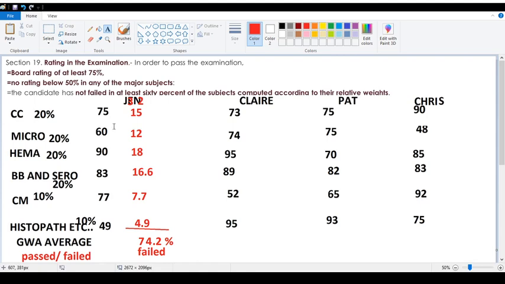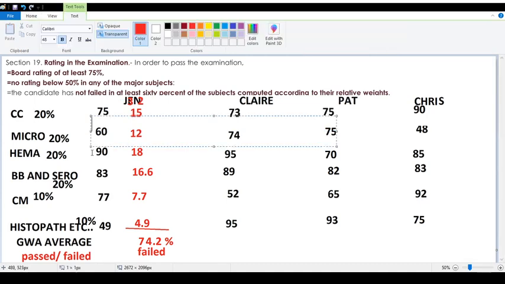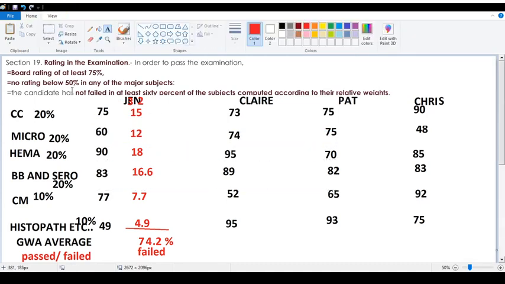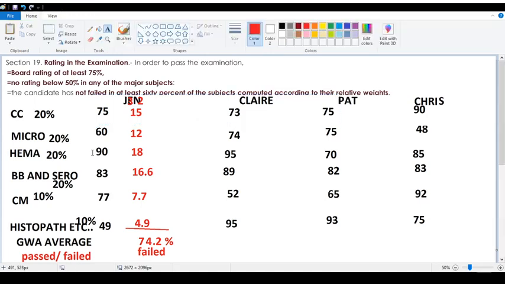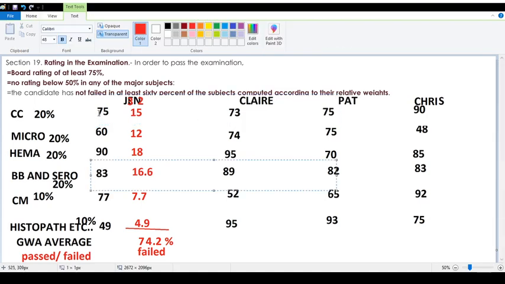Okay? So let's check if she met the other criteria. No rating below 50% in any of the major subjects: 75, 60, 90, 83. Okay? So she met this one. The candidate has not failed in at least 60%. So pass 20, pass 20. She passed also this one. So she passed 20.